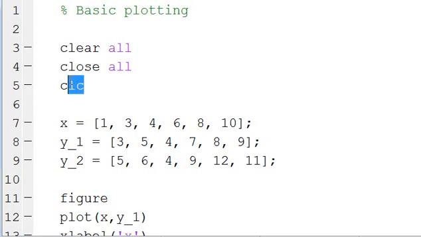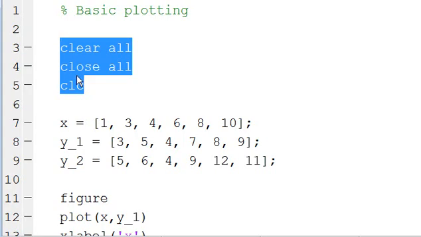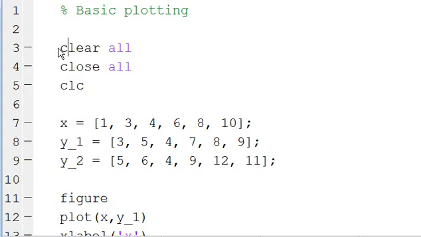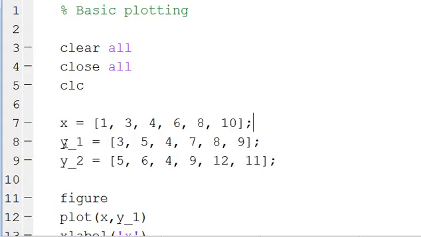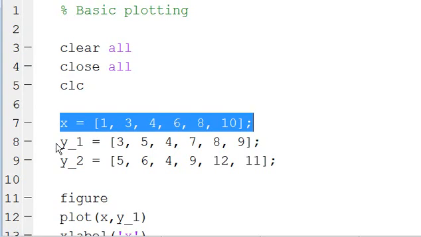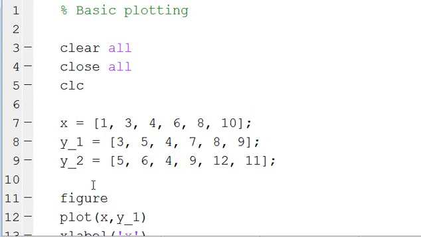We're going to start off with our usual clear all, close all, clc, to clear all the variables, close all the current figures, and clear the command window. This keeps you from being confused with anything that might be generated by a previous script or a previous edition of your script. So I've generated just three random arrays, an X array, a Y1, and a Y2, and we're going to use these as sample things to plot.